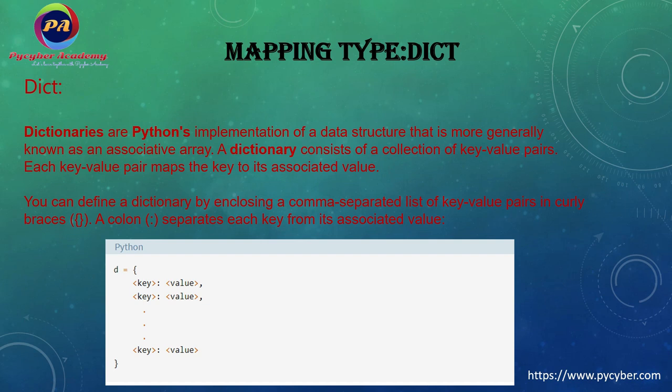You can define a dictionary by enclosing a comma-separated list of key value pairs in curly braces. A colon separates each key from its associated value. In the example below, this D is just for syntax. D equals, enclosed with curly braces, and we can take as many key value pairs as we want. Those key value pairs are mapped with a colon, and all the key value pairs are separated by commas like this. So this is the dict.